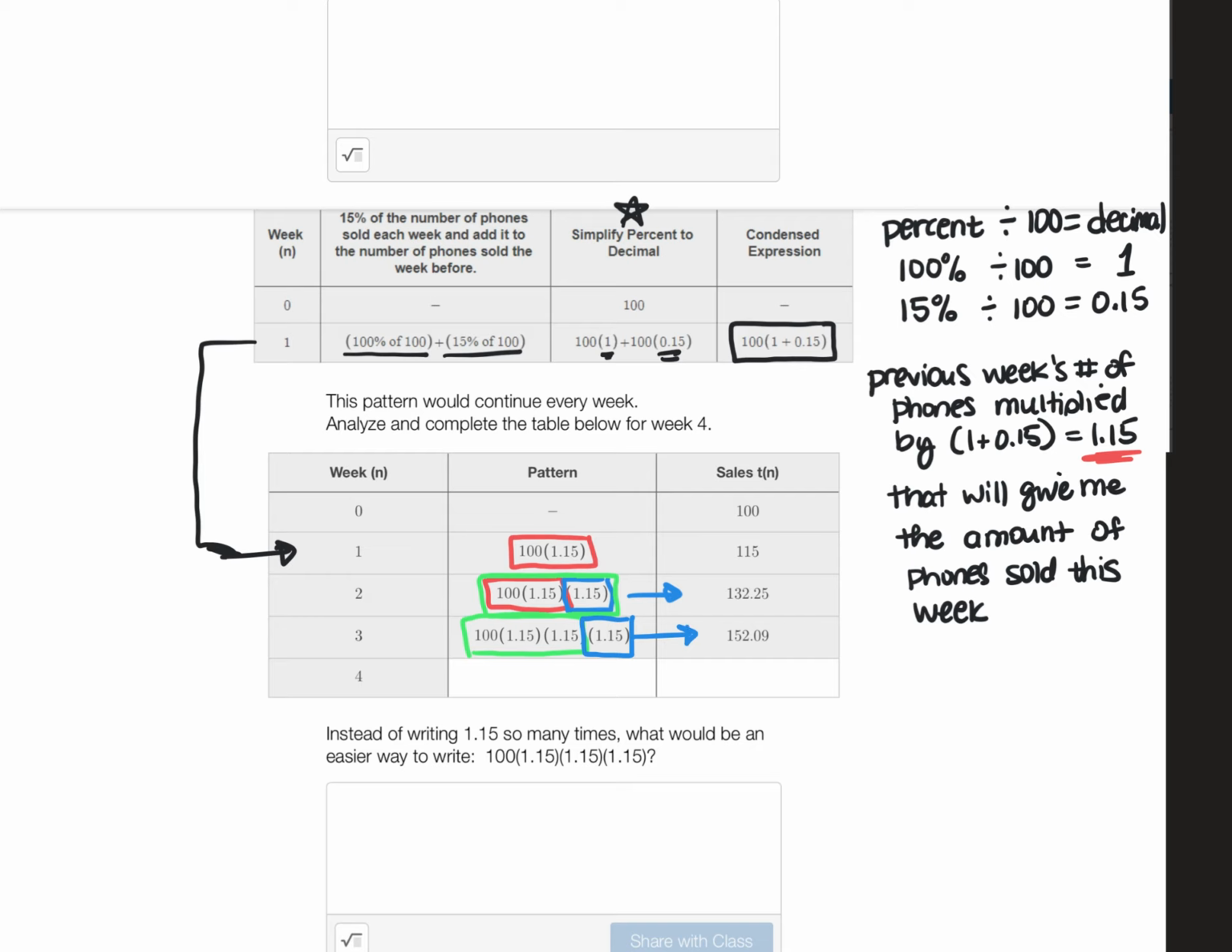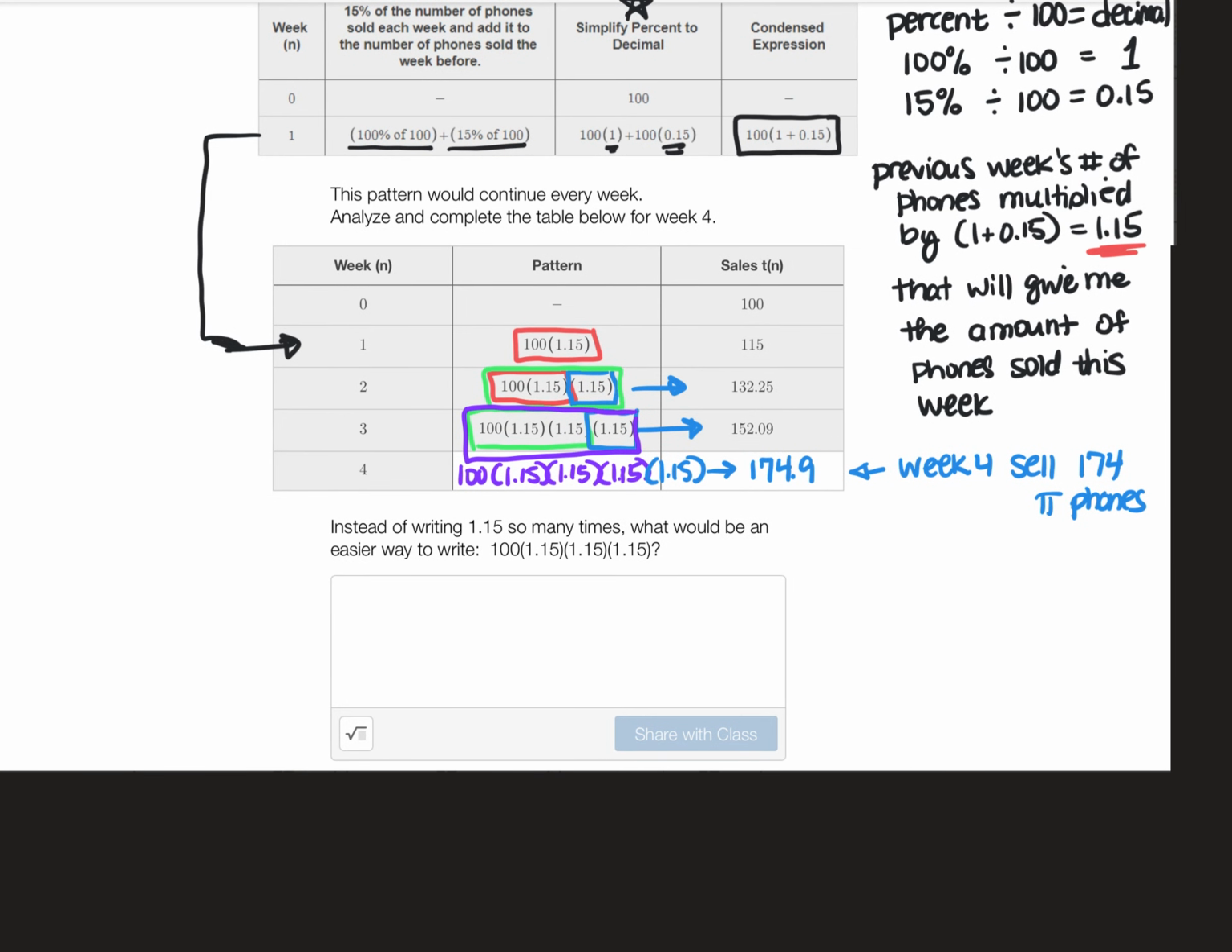Now let's continue that pattern one more time. So this time, to find out what we're selling in week 4, we have to take what we sold in week 3, which is all of this. So 100 times 1.15 times 1.15 times 1.15. And then we have to multiply all of that by 1.15. And when you do so, you're going to get 174.9. Now remember, we're going to round down because we can't sell 0.9 of a phone. So we would sell in week 4 174 phones. I guess I better call them pi phones, huh?